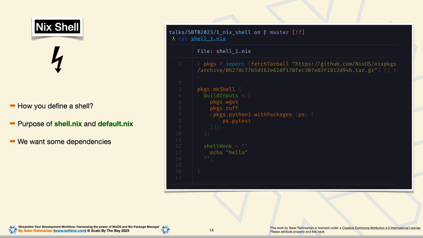Now, let's take a look at how we define our shell. Taking a look at a typical shell.nix file. First, we import the Nix package repository we want to use. As you can see, it's a tarball on GitHub with a unique hash for a specific release of Nix. The cool thing is you can create and use your own repository if you want and import it in the same way. Then in the buildInputs array, you list the packages you want to install.